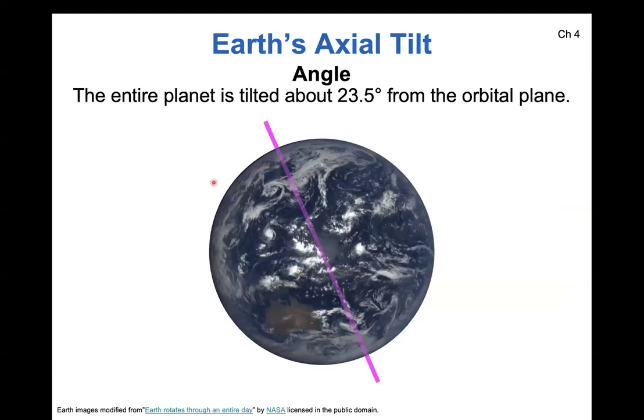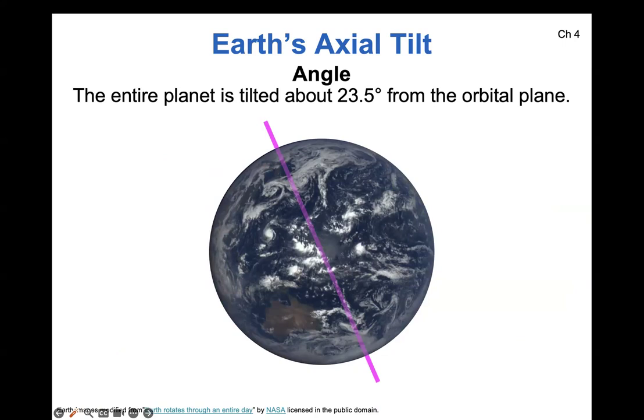So there we have it. Here is a picture showing Earth with its clouds, oceans, and continents. At least you can see Australia. And we are again seeing that 23.5 degrees of axial tilt.